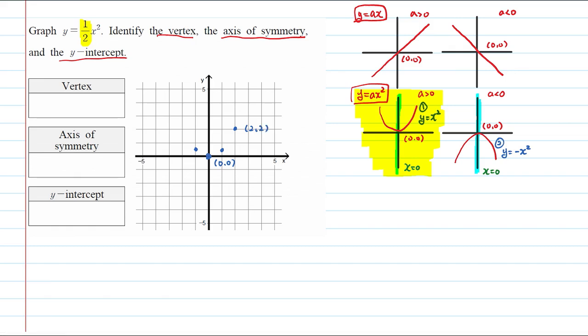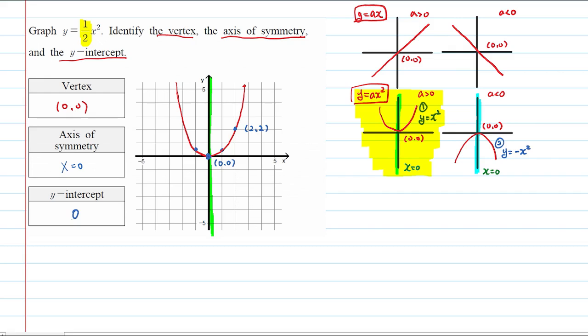Then the shape of the graph will be U-shaped. Just connect the dots with a curve. And then it will be symmetrical, so the graph will look like this on the left. Okay? So the vertex is (0, 0). The axis of symmetry is the line that is in half right here, so it's x equals 0. And the y-intercept is equal to 0. That's when the x value is equal to 0, the y value is equal to 0.